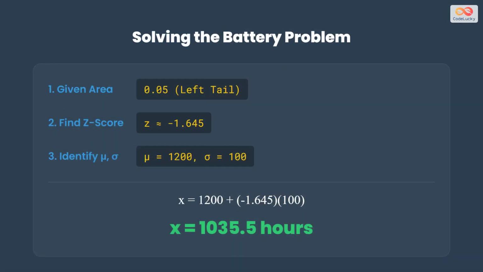Here is the solution. First, our given area is 0.05. Since it is a less than scenario, it is a left tail, so we use 0.05 directly. Looking this up in a z-table, we find a z-score of approximately negative 1.645. Next, we substitute our values into the formula. X equals 1,200 plus negative 1.645 times 100. Calculating this gives us 1,035.5 hours. So, any battery lasting less than 1,035.5 hours is in the bottom 5%.